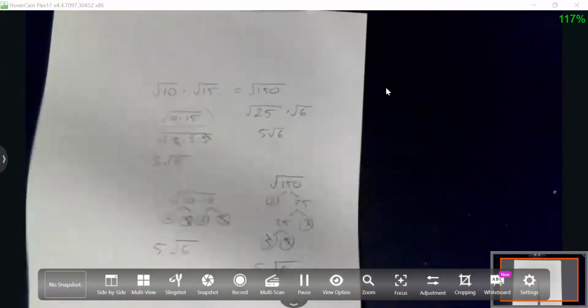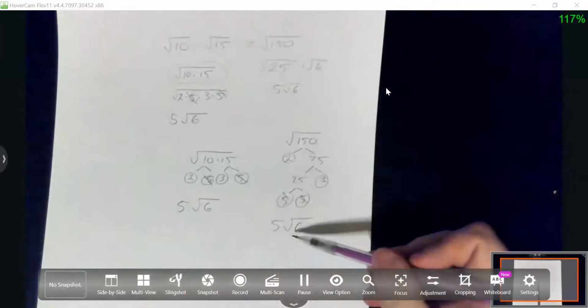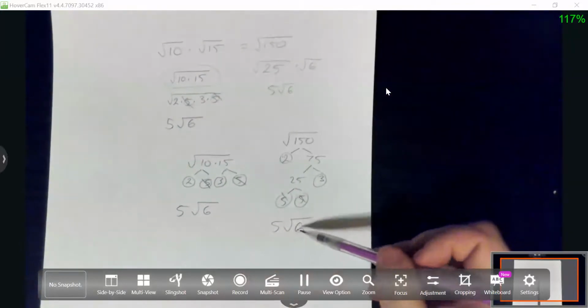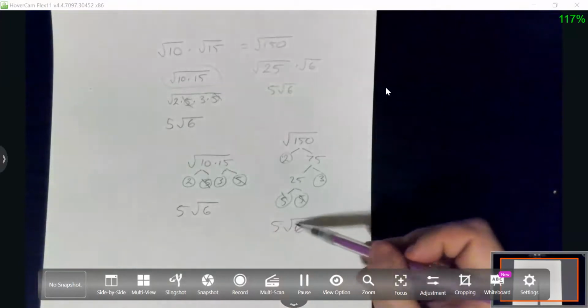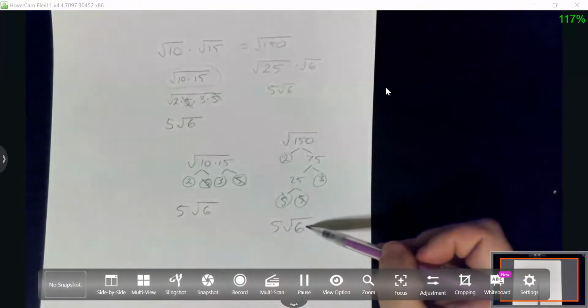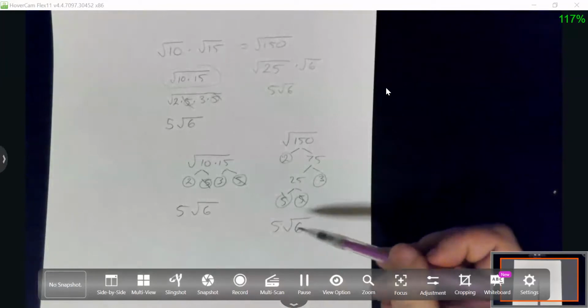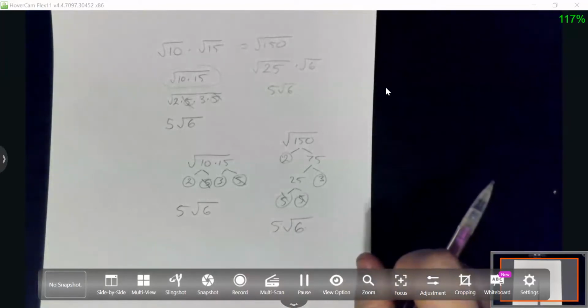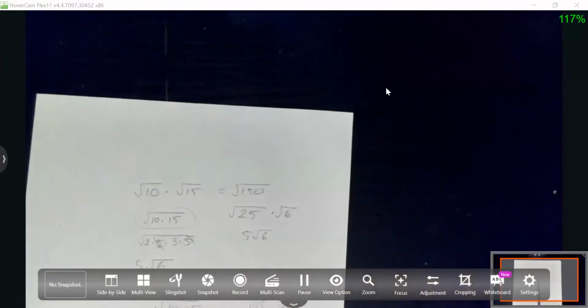Our goal is just to always take it down to the most simplified form. There should be nothing left inside that can be broken up. So here, 5 root 6 is done because this can only be reduced to a 2 and a 3, and neither of those we can take the root of. Okay, so hopefully that rang some bells and you're kind of remembering it a little bit more.